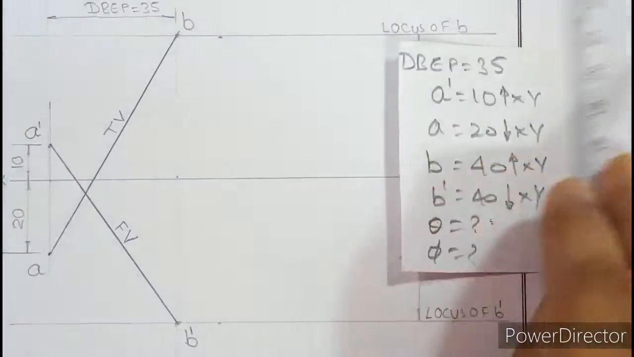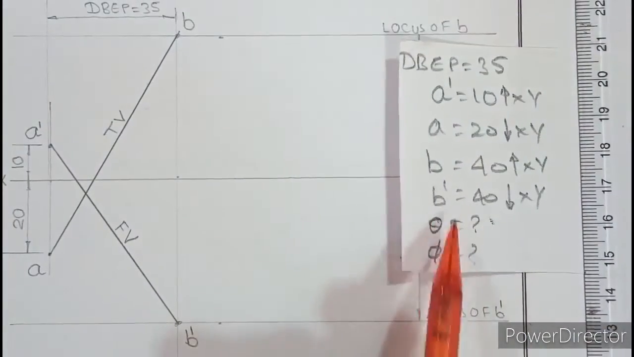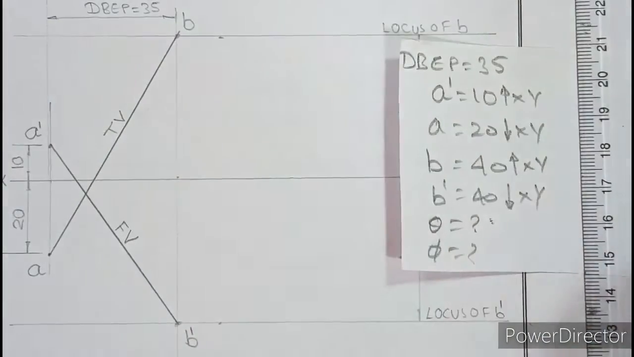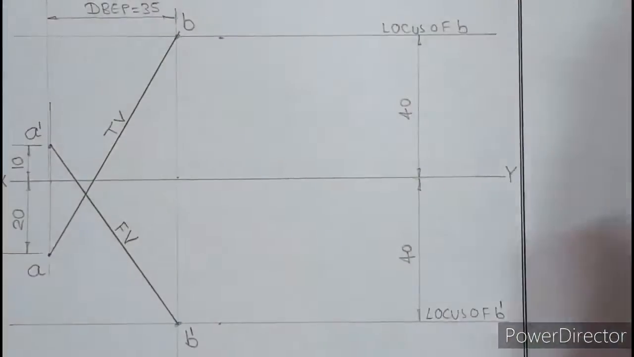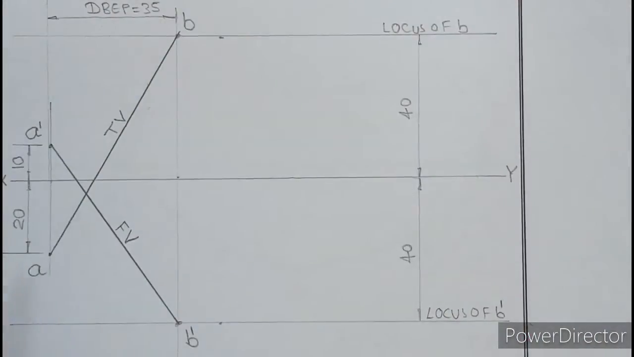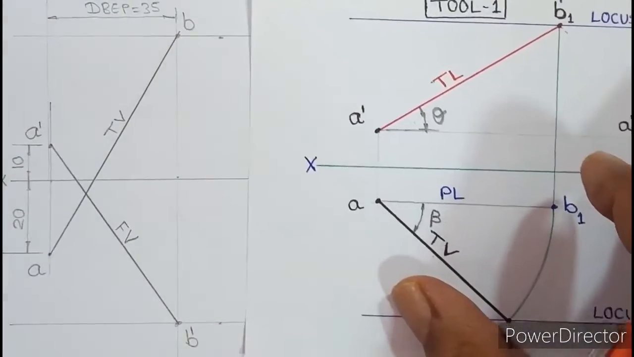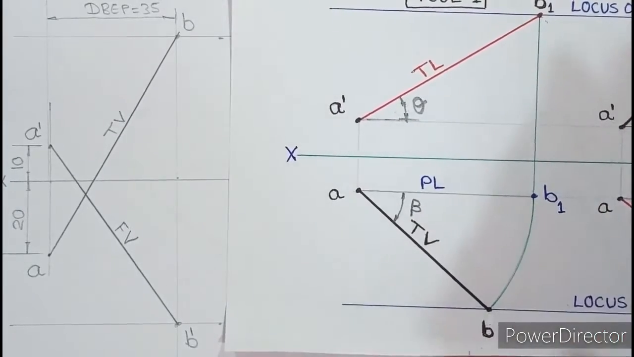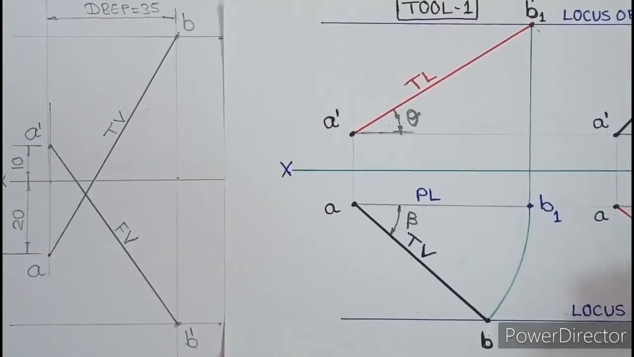So we cannot end our question here because they have asked theta and phi, which is nothing but the angle made by true length with HP and VP. So if you have front view and top view and if you need true length, the tool says you can easily do that. How to start? Okay, so let us revise the tools.